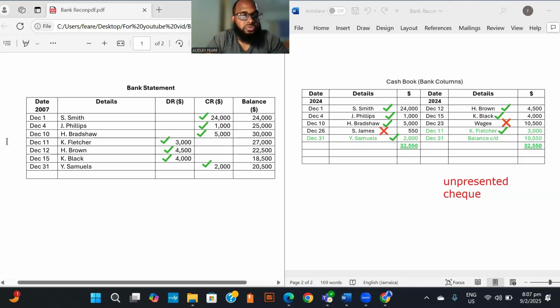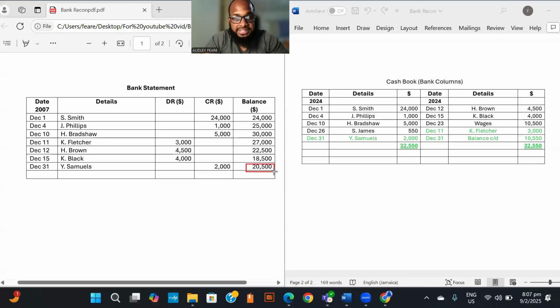So what we have to always remember now is what our balances were. 20,500 for our bank statement, and for our cash book, it was 10,550. So take note of those. Jot them down. Balance as per bank statement is 20,500, and the balance as per our cash book is 10,550. And now we're going to look at how we arrive at what we call the bank reconciliation statement. So let's go.